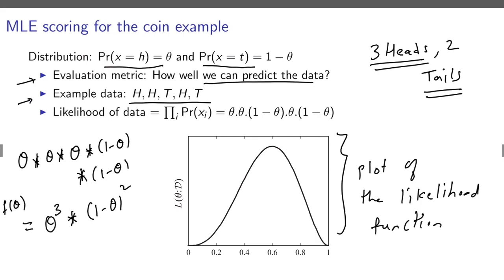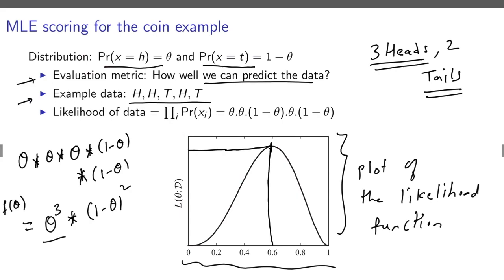And if I want to maximize this function, one easy way is to just go to Google and put the command plot f of theta is equal to theta cube times 1 minus theta square. And what you'll get is a curve that looks like that. From this, you can figure out that the maximum value appears at something like 0.6.